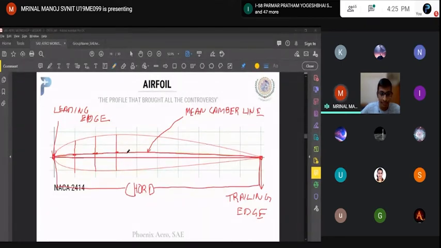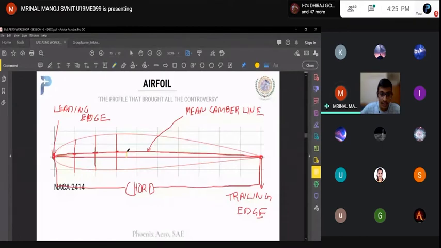There is the maximum distance from the chord to the mean camber line, that is this small distance, and it is called the max camber. So the max camber is basically telling to what extent the airfoil is curved.